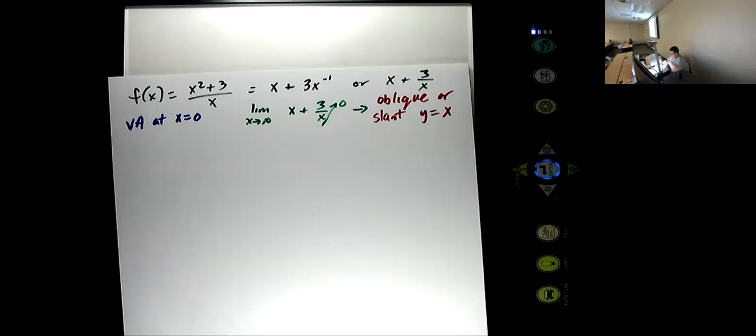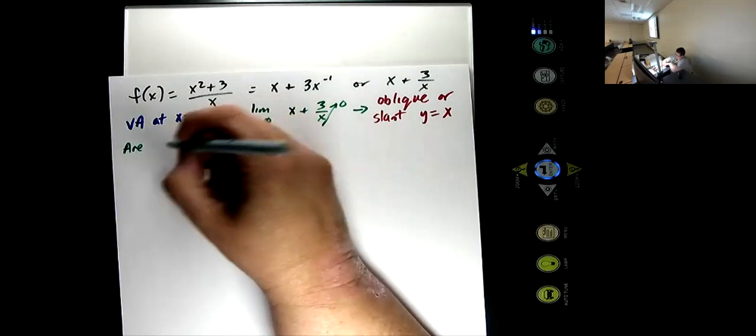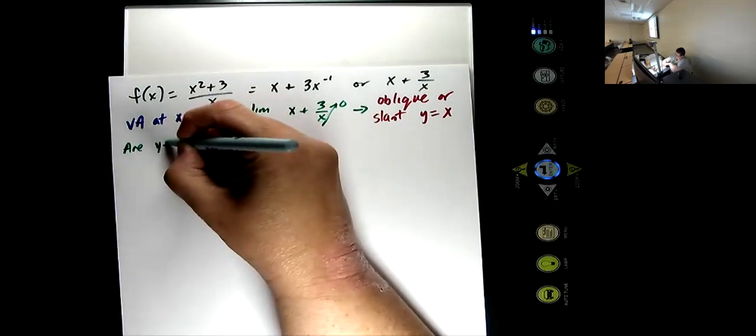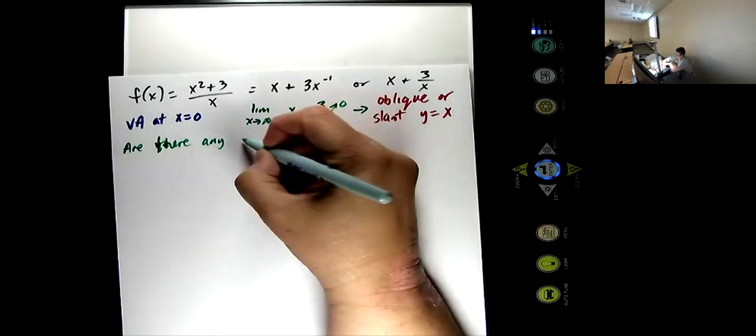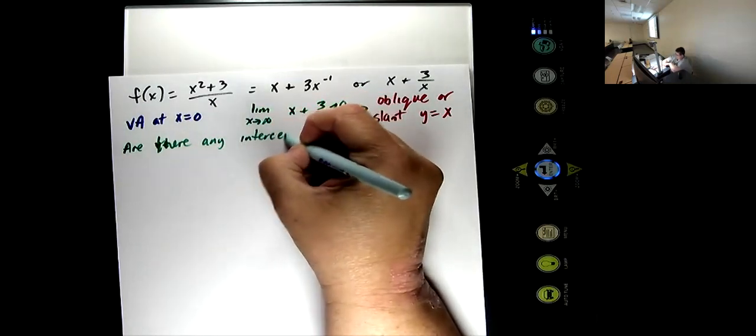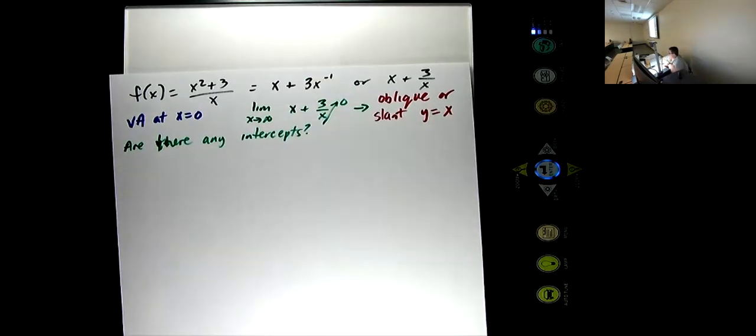Are there any zeros to this? Are there any x-intercepts or y-intercepts? There's no y-intercepts, right? Why? The vertical asymptote x equals 0 is the y-axis. It's a vertical asymptote, so there's definitely no y-intercepts.